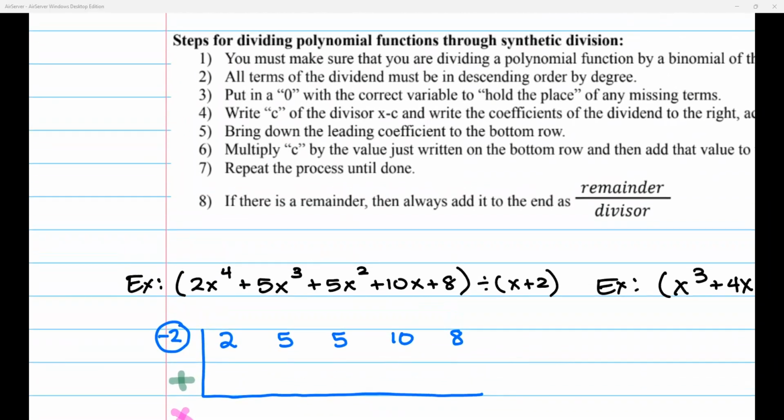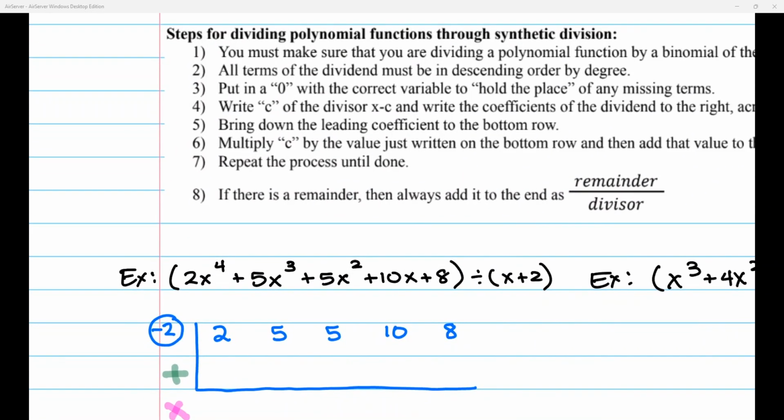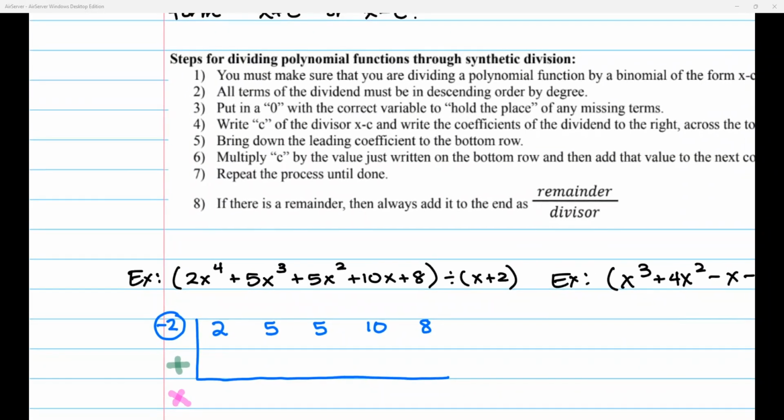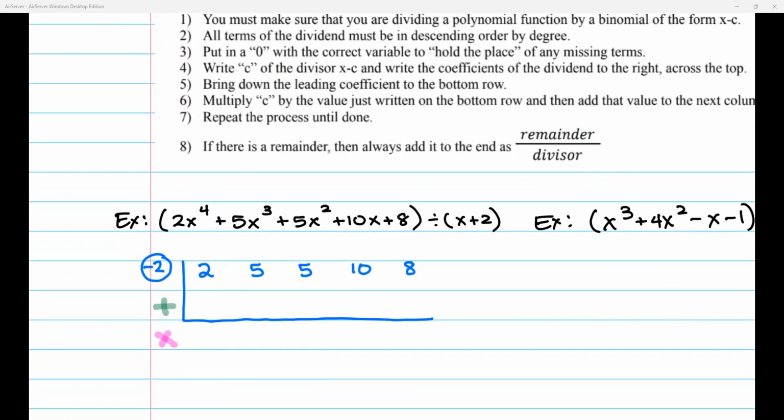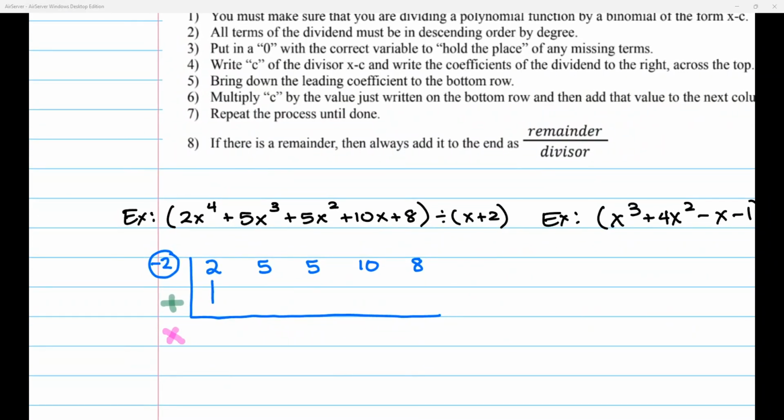So let's kind of follow my steps. Did I make sure that I'm dividing by a binomial that's of the form x minus c? Yep, step 1 is done. Are all the terms of the dividend in decreasing order? Yep, did that. Did I put a 0? I didn't need any zeros, so step 3 is done. Step 4, write the c. I did that. That's my negative 2. I did that on the outside. Step 5, bring down the leading coefficient to the bottom row. Okay, so I did not do that. Let me go ahead and take that. I'm going to take this 2. I'm going to bring it down here. And now I have 2.